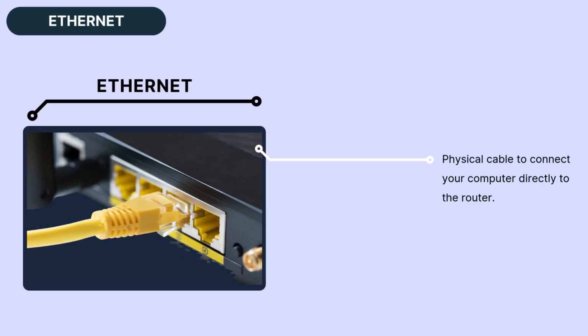An Ethernet connection uses a physical cable to connect your computer directly to the router. This method often provides a faster and more stable connection, which can be beneficial when streaming webinars or participating in online training sessions.